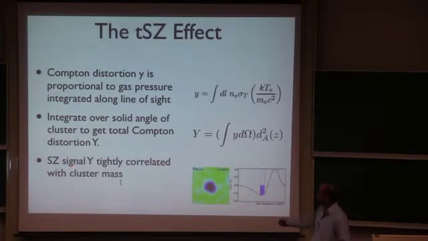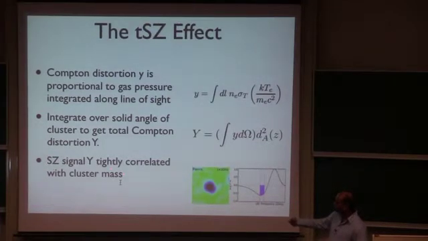So you expect the signal to be tightly correlated, and this is important because, remember, I said the whole game here is to measure masses. Your proxy for the mass, as with other cluster surveys, in the X-rays you can use the X-ray luminosity or the X-ray temperature. The strength of this method is going to be how tightly correlated the actual mass of the cluster is with your observable.